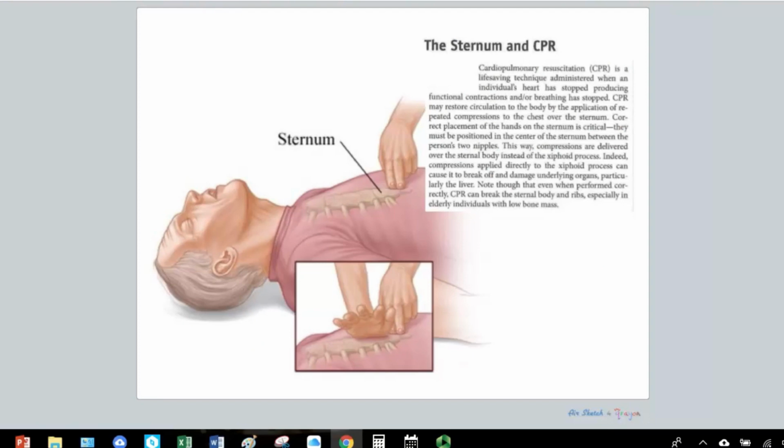So with all this in mind, when you give CPR, which is a life-saving technique when the individual's heart has stopped producing contractions or breathing has stopped, you want to restore circulation, and the hand placement is critical. What you don't want to do is give compressions on the xiphoid process, because that can break. So what you want to do is identify the xiphoid process and then move up here into the sternal body for chest compressions.